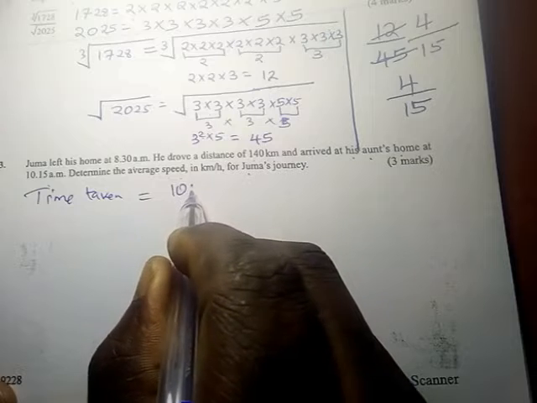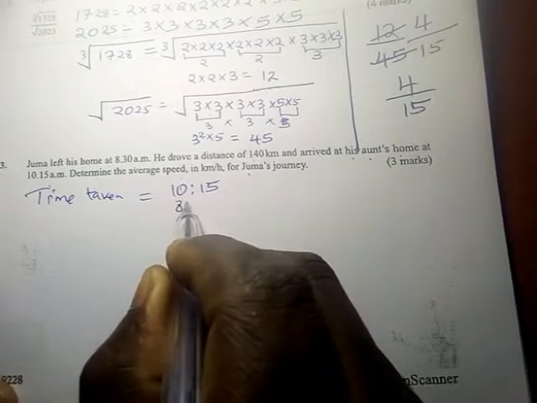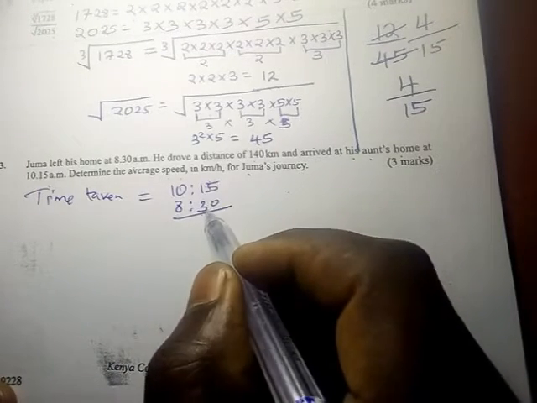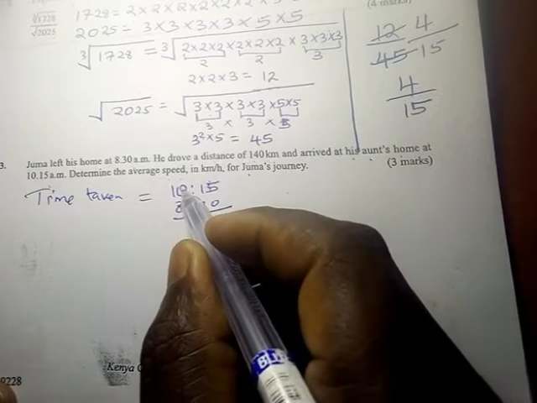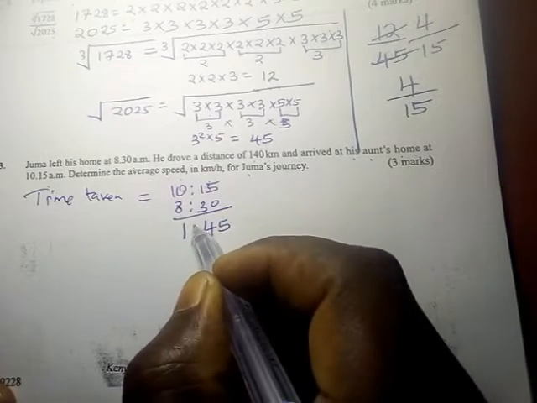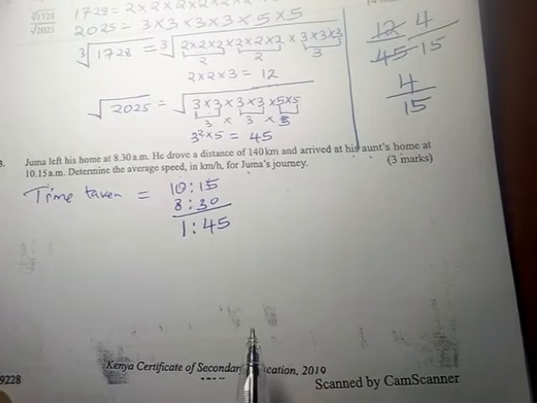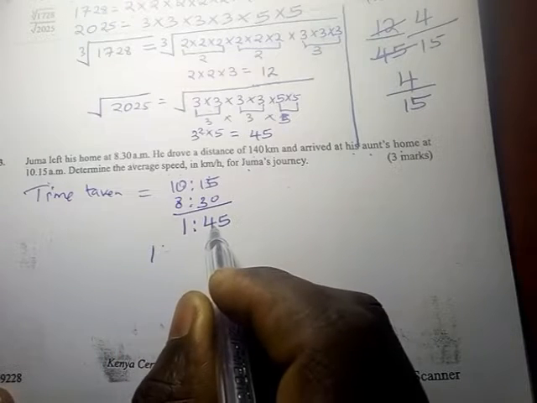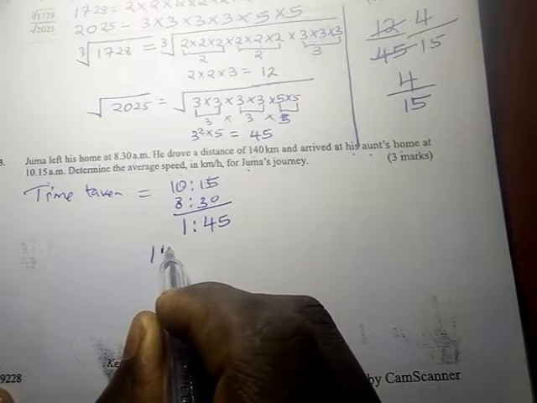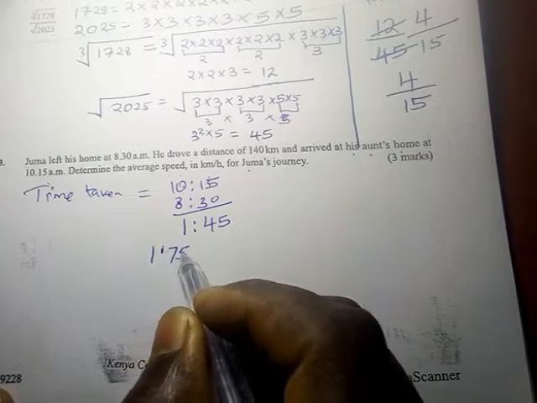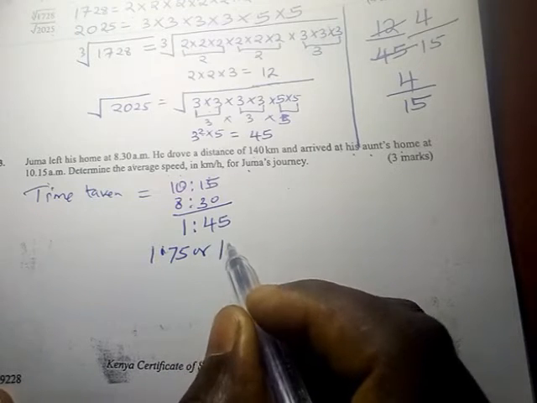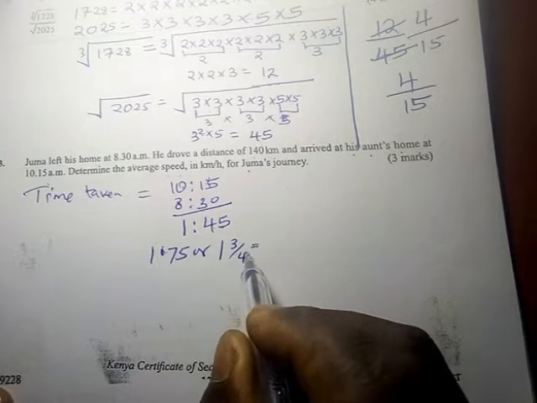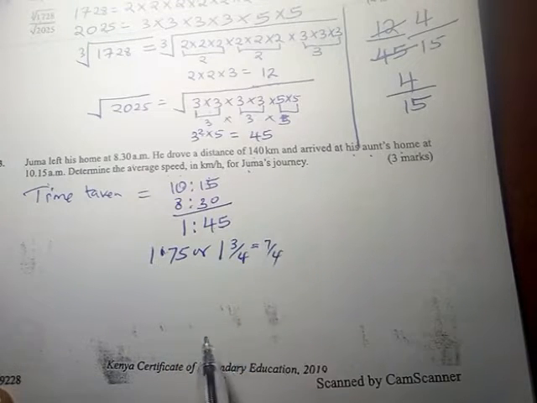He arrived at 10:15. We subtract the time he started, 8:30. We borrow 1 here, we have 85. 85 minus 30, we have 45. We borrowed 1 here, that's 9. 9 minus 8, 1. So it took 1 hour, 45 minutes. So 1 hour, 45 minutes, you can write it in a fraction form 1 and 3 over 4. This is 3 over 4. And we can write this one as 7 over 4, like that.